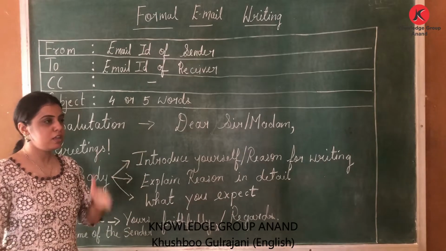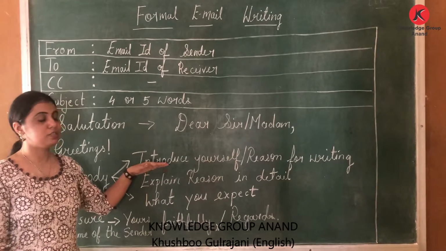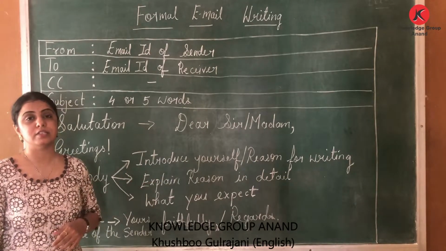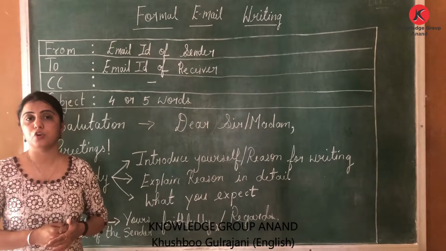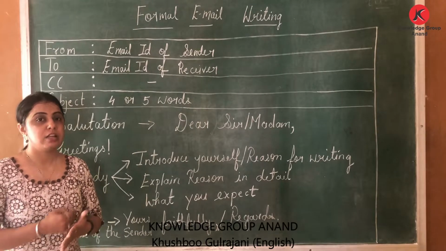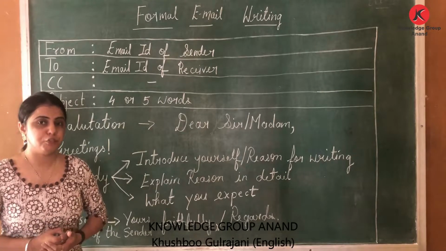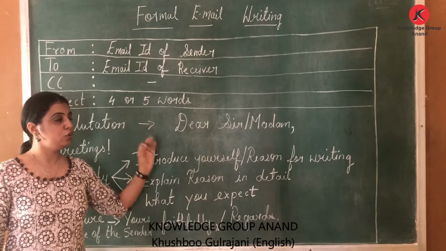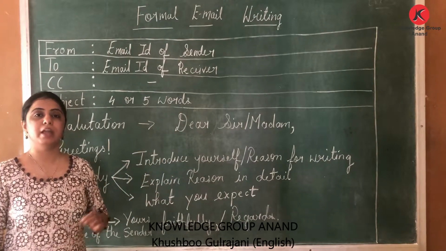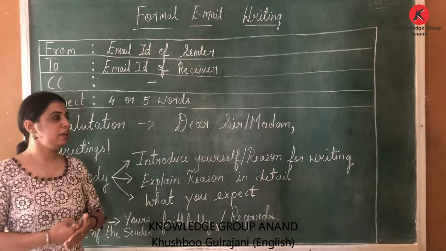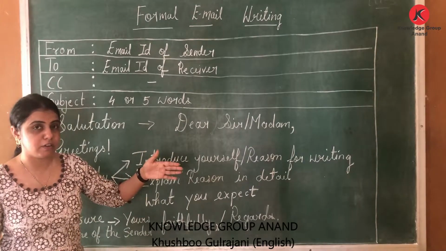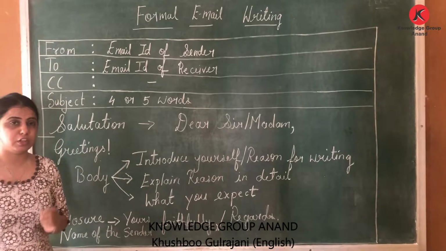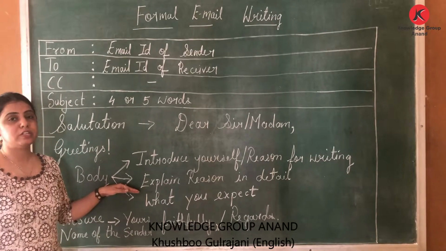For example, if I am writing it to the secretary of my society, how am I going to write? My introduction will go like this. I am one of the residents of your Gokuldham society residing in bungalow number 24, and I am writing this email to draw your attention towards inadequate water supply in the morning. Okay, the society is there and you are writing it to the secretary because the water supply is not adequate. It is not enough in the morning. So how are you going to explain this reason in detail?